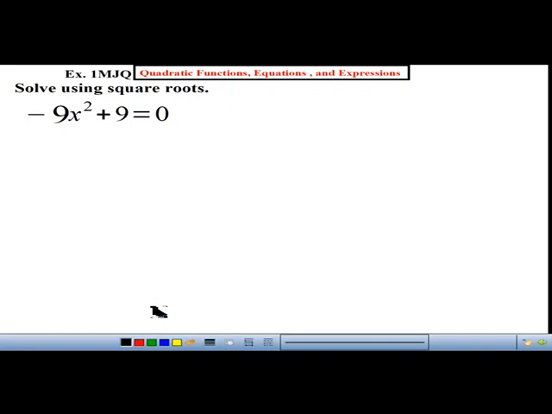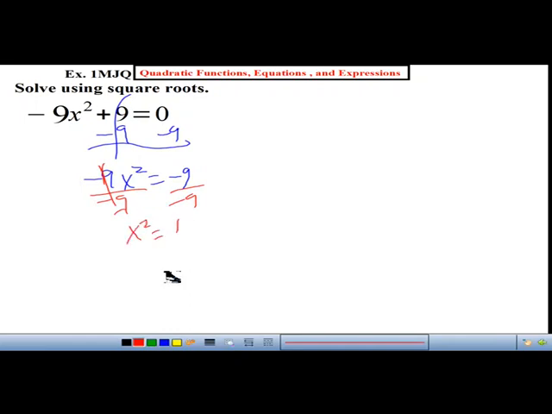So look at this one. Don't copy this one. Example 1, Michael Jordan Q. Look at it. What do you guys notice on this one? That it's already 0. So from here, we do what? Minus 9. Negative 9x squared equals negative 9. And then we divide by negative 9. X squared equals 1. And then the last thing is square root, x equals plus minus 1. So the process is still the same. It might look a little different, but if you follow it, it's the same.